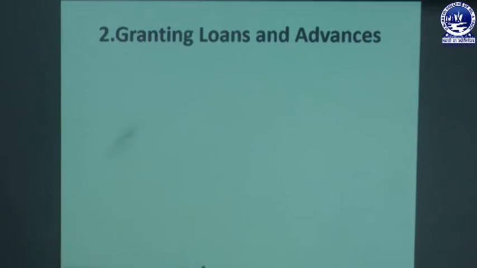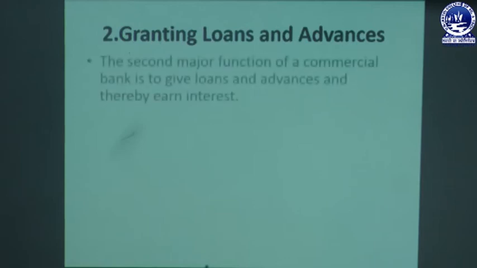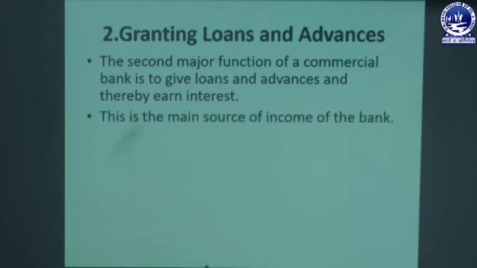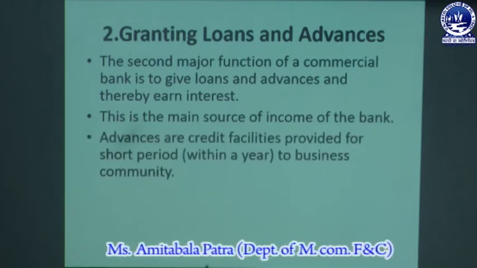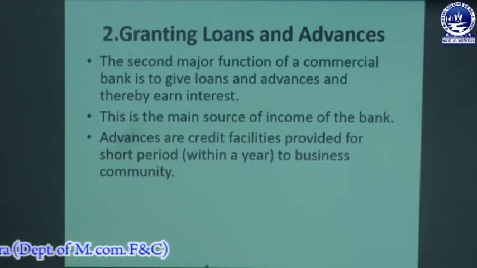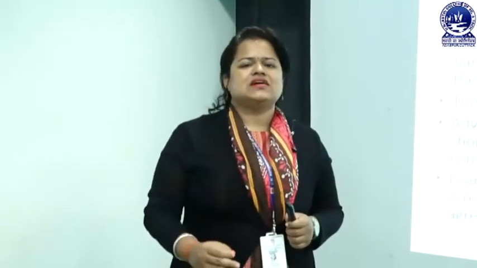Another important primary function of a commercial bank is granting loans and advances. So the second major function of a commercial bank is to give loans and advances and thereby earn interest. And this is the main source of income of the bank. Advances are credit facilities provided for a short period, that is within a year, to the business community. And loans could be a demand loan or a term loan. It is repaid whenever demanded and after the agreed period respectively. So granting loans or advances is another important primary function of a commercial bank.